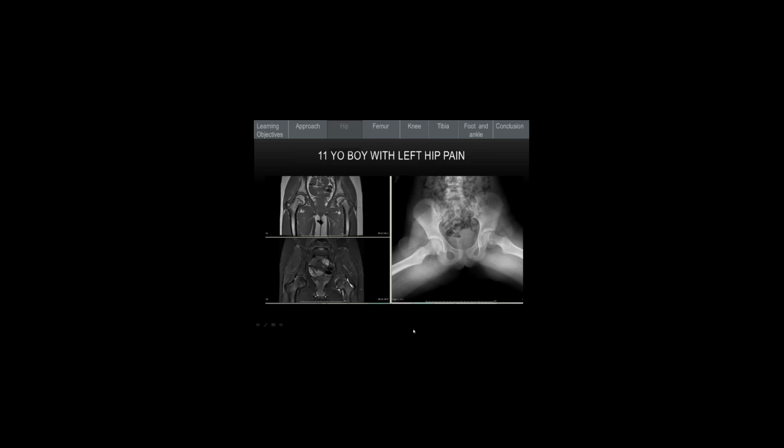This entity, which is common in young boys, typically from 10 to about 17 years of age, is slipped capital femoral epiphysis, or SCFE. And in this type of situation, there's actually a Salter type 1 slip injury between the femoral neck and the femoral epiphysis.